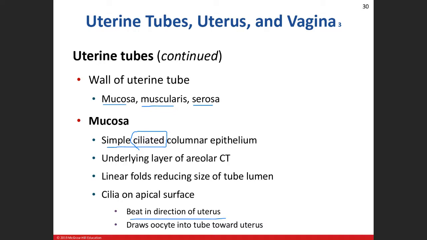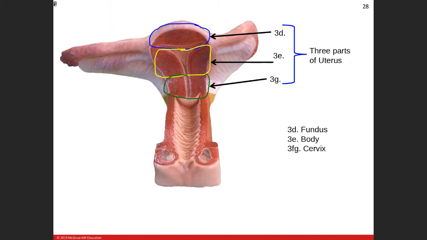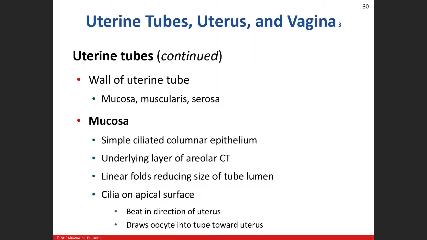Now, when we looked at the vagina, you saw these rugae folds here, and those are transverse folds. But in the fallopian tube, we're going to deal with longitudinal folds. I got to find where I left off. All right, so these longitudinal folds are going to go the length of the fallopian tubes. But because of those longitudinal linear folds, it does actually decrease the lumen size.